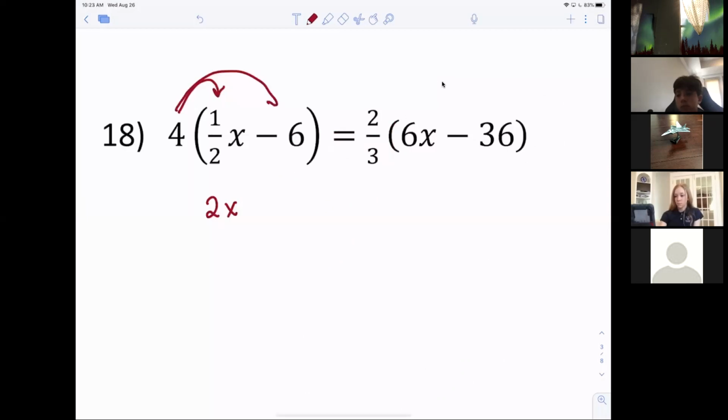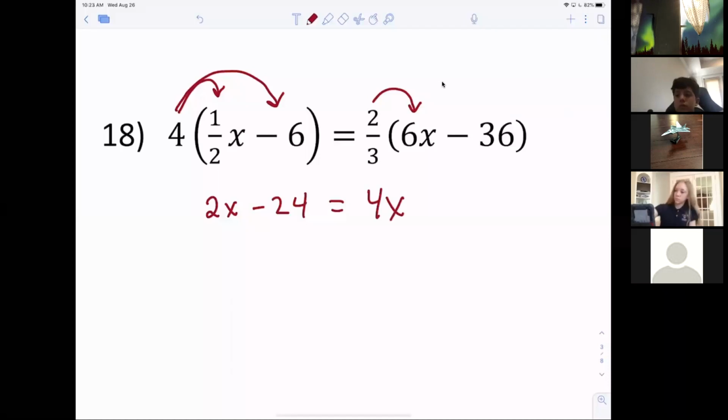Now, 4 times negative 6 is minus 24. Negative 24 equals. Now I have to distribute the 2/3. Now, 2/3 times 6. 2 times 6 is 12. 12 divided by 3 is 4. So you can say 4x. Now, I like to divide first. So 36 divided by 3 is 12, and then 12 times 2 is, so it's minus 24.